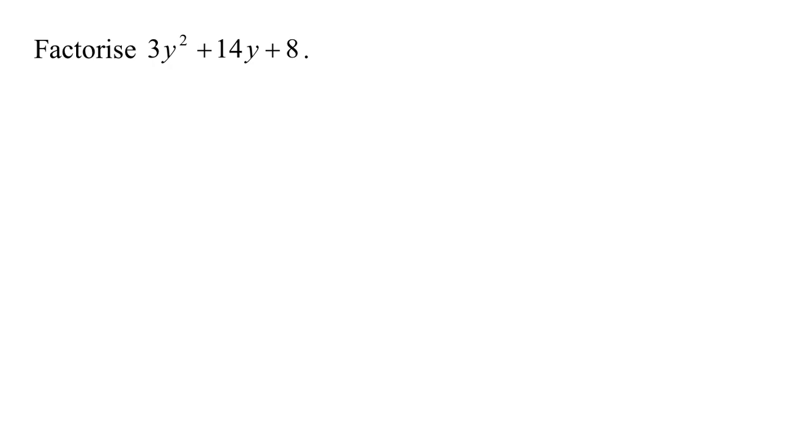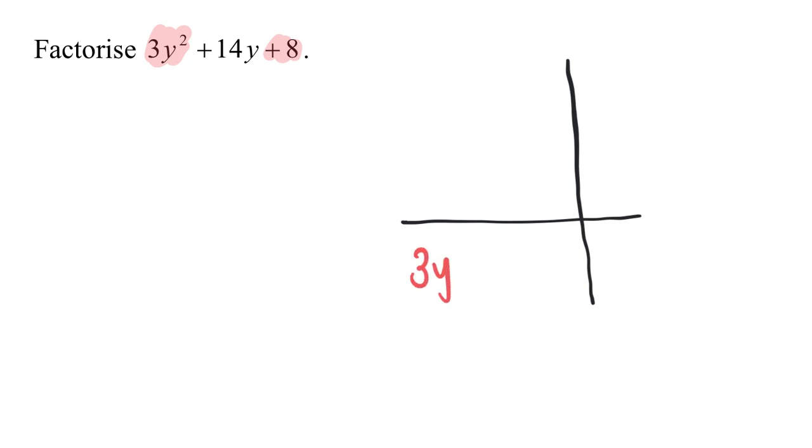And at this point, at the side, I would have my cross chart, and this is where I'm going to place the 3y squared and my positive 8 at this side. My 14y will be at the side here, positive 14y.